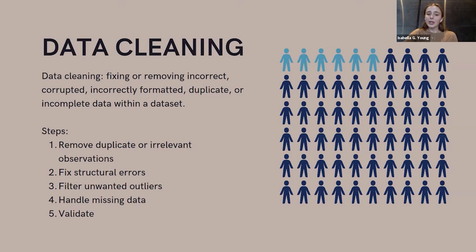And so first you're going to go in and remove all the irrelevant observations, then fix structural errors and ensure that it's all formatted properly. You're going to remove any unwanted outliers that skew your data. And then once you've handled all the missing data, you can validate it and then move on from the data cleaning process.